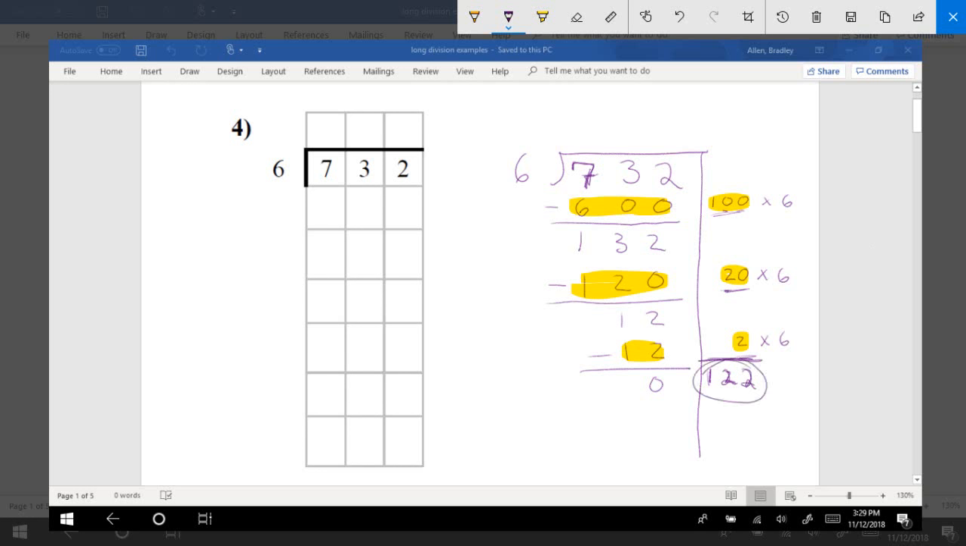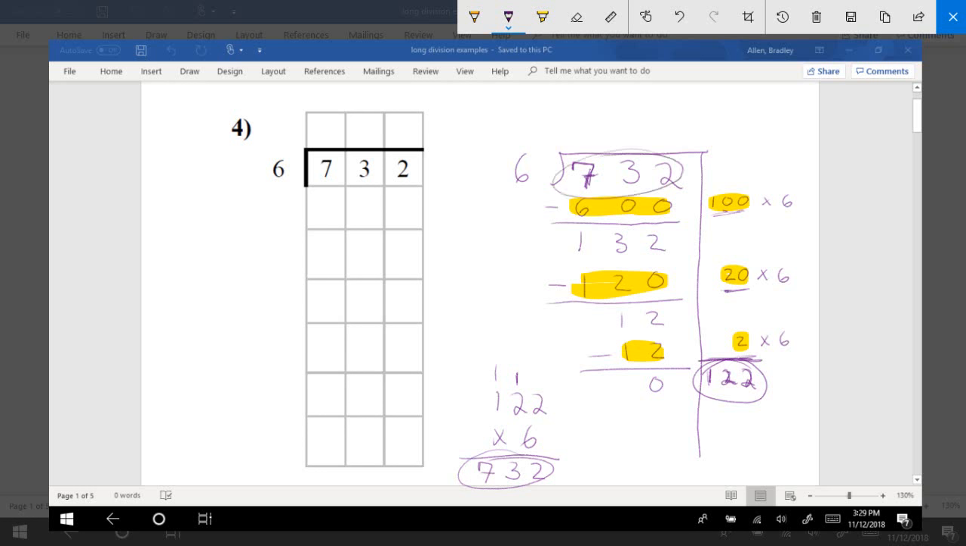So we could always double check that, right? How could we double check that? Take a minute and think. How could you double check a long division problem? Well, if I do 122 times 6, right? 6 times 2 is 12. 6 times 2 again is 12 plus 1, 13. 6 times 1 is 6 plus 1, 7. 732, 732. So I must be on the right track.